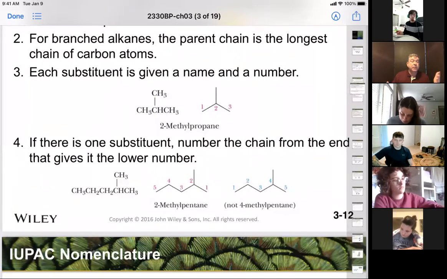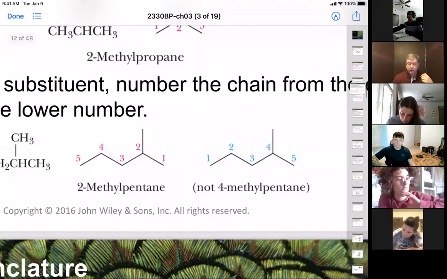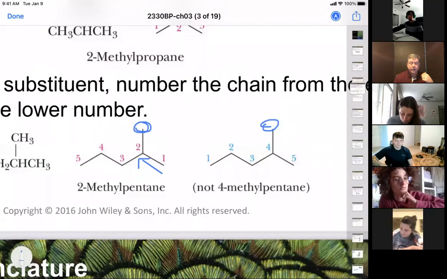If we only have one substituent, we just give it the lowest number. So for example, in this example here, I have a methyl group that I'm trying to identify. If I labeled it from this side, I would have a 2 as my locating number for my methyl group. If I numbered from the other side, I would end up with a 4, okay? We don't do that. We always try to give it the lowest locator number possible.